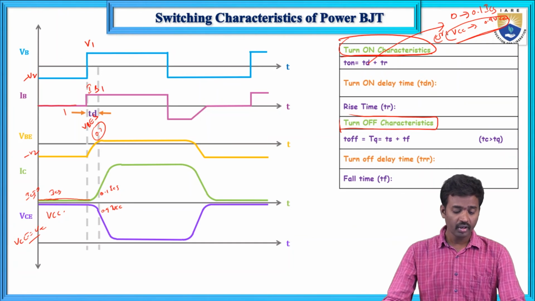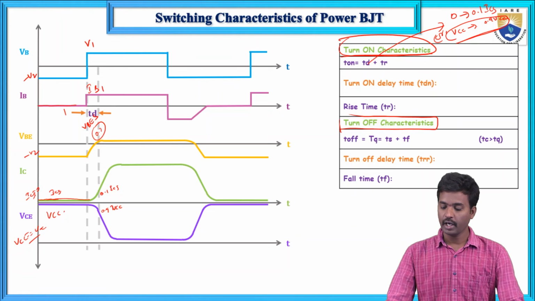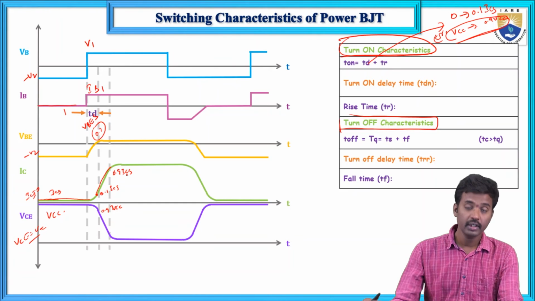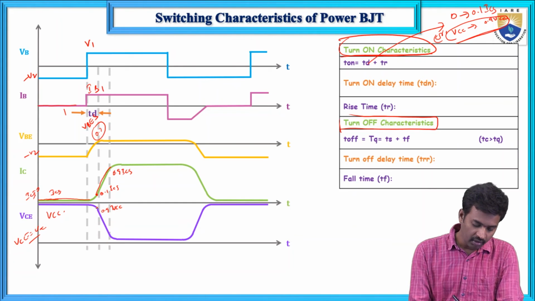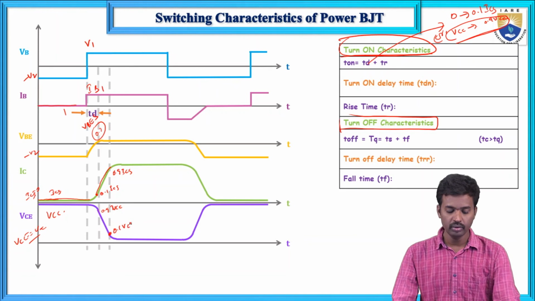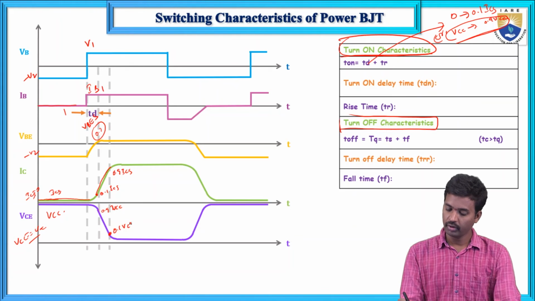And next, rise time. Rise time means the current goes from 0.1 ICS to 0.9 ICS, that is 10 percent to 90 percent, and in the same way, completely opposite, the voltage goes from 0.9 VCC to 0.1 VCC.